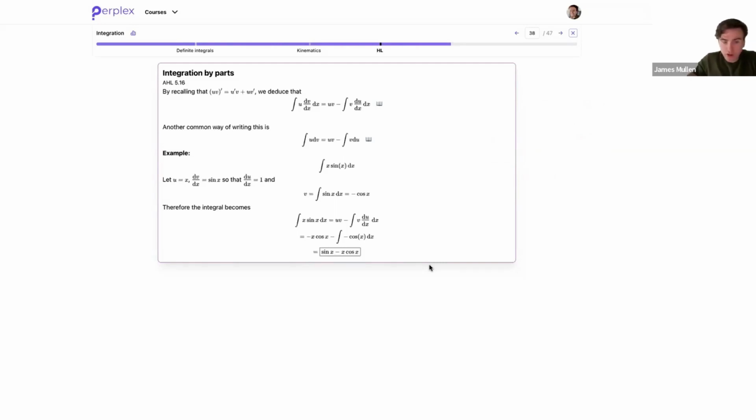So you're going to use integration by parts when you're looking at an integral where two things are multiplying together. One of those things is easy to integrate, and the other thing is not so easy to integrate, but is easy to differentiate.